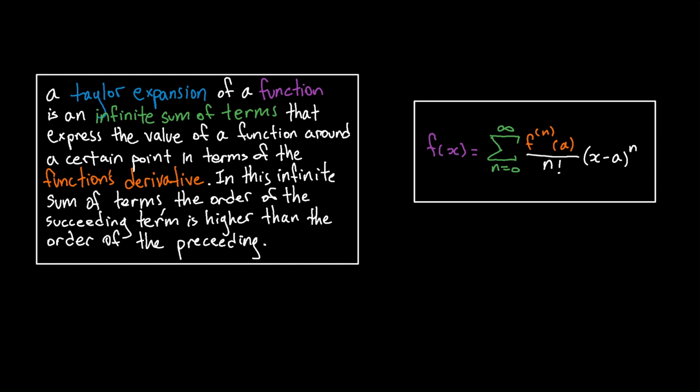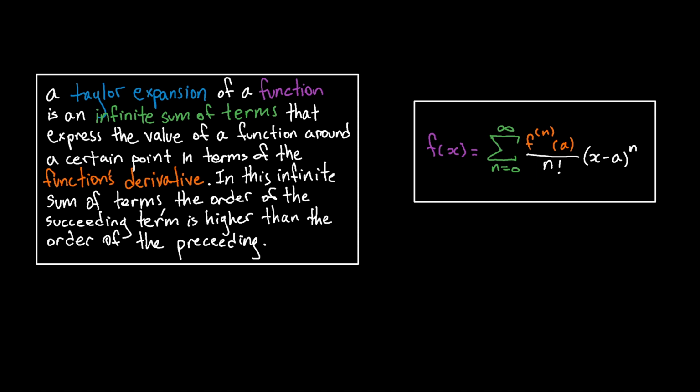Taylor expansion of a function is an infinite sum of terms that express the value of a function around a certain point in terms of its derivative. In this infinite sum of terms, the order of the succeeding term is higher than the order or degree of the preceding term. In other words, f of x can be expressed as the infinite sum from n equals 0 to infinity of the nth derivative of f evaluated at a over n factorial times x minus a to the n.